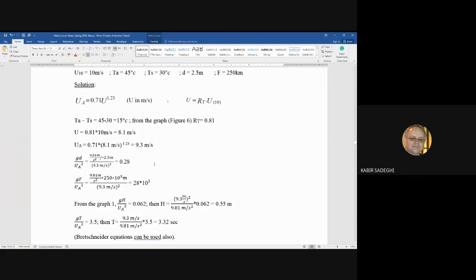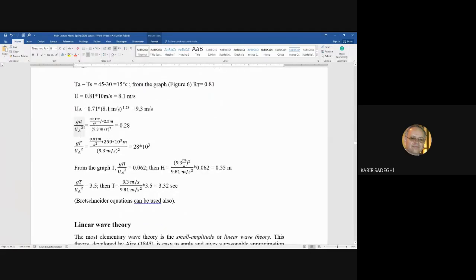Now we find the ratio of GD over U square, which is a dimensionless factor. GD divided by UA square gives us a dimensionless factor of 0.28. Any unit can be used here. For the same approach, we find GF over U square.